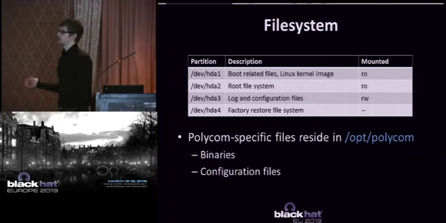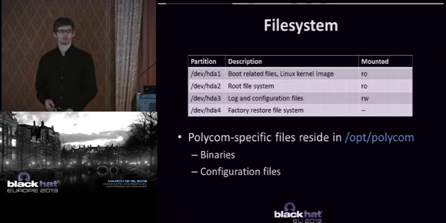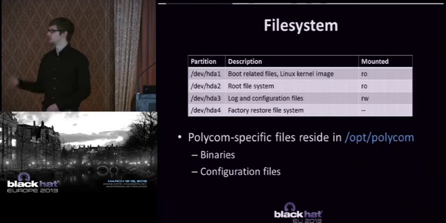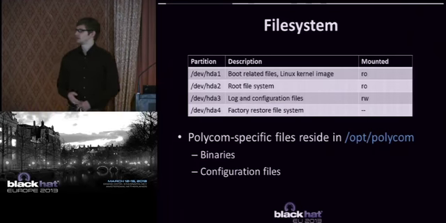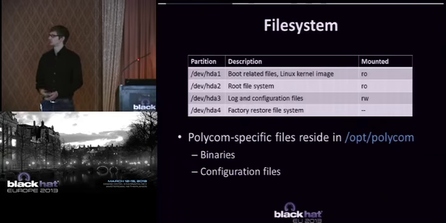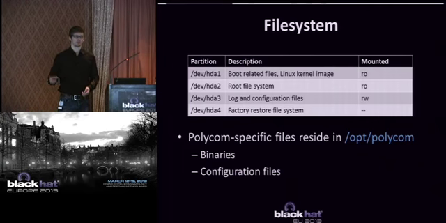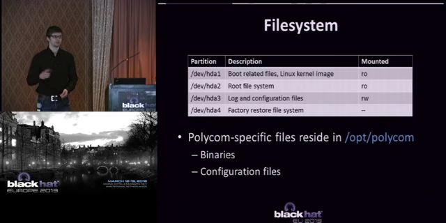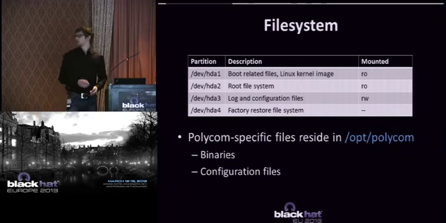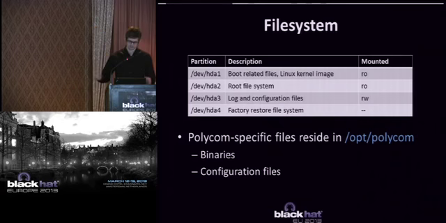There are several file systems, like we have a boot file system, the typical root file system. On HDA3, we have the log and configuration files, typical stuff. And we have a fourth partition, which is called the factory restore partition, which actually stores some kind of old operating system, which is used in the case if you want to completely restore the device, which might be a good idea to store your rootkit, maybe.